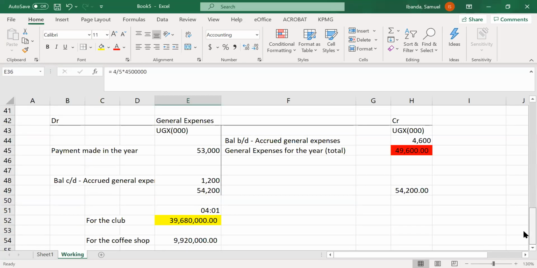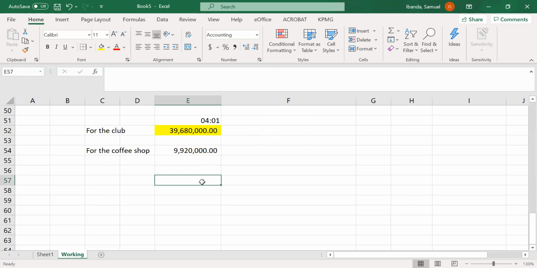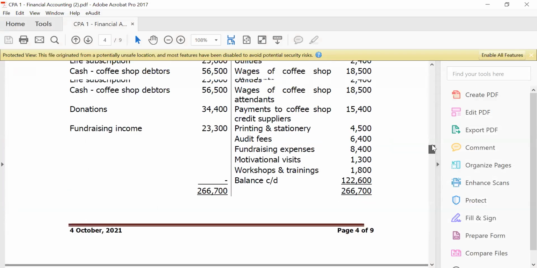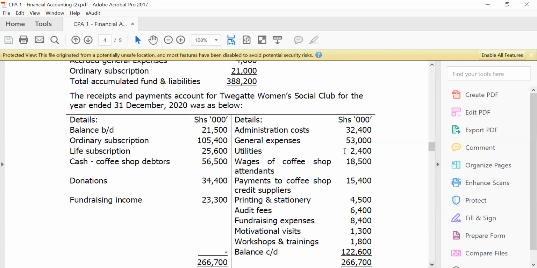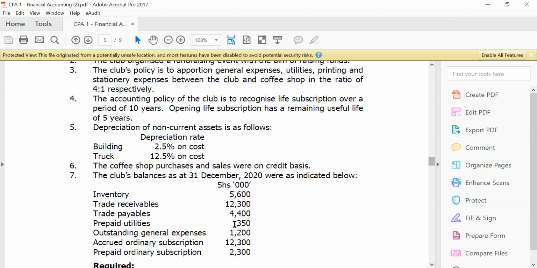So I want you again to be attentive here when I look at utilities, so that you can appreciate how utilities are going to be treated. Utilities, very similar to general expenses, have an opening balance of 4,200. These utilities were paid at 2,400. These same utilities again have a prepaid balance of 350. So what do we consider as total utilities for this year? This is what we do.